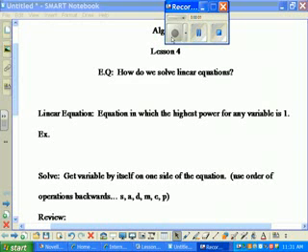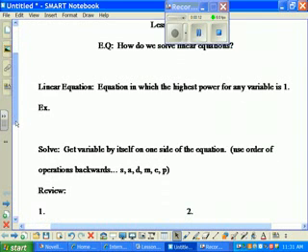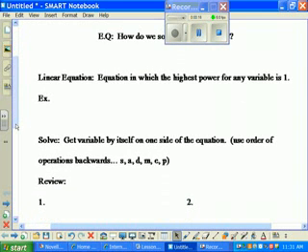Today's question is: how do we solve linear equations? What we're going to be doing today is learning how to solve linear equations. A linear equation is an equation in which the highest power for any variable is 1. So an example of what that might look like, you need to write this down. Everything I write down, you write down.